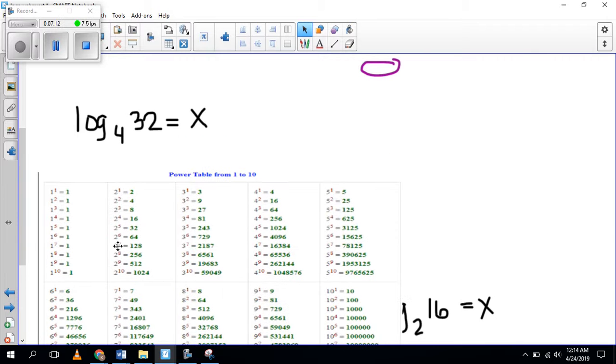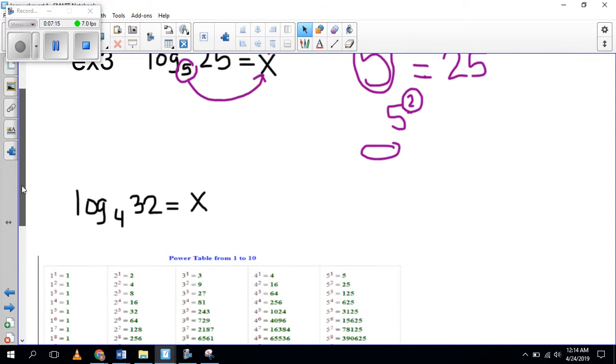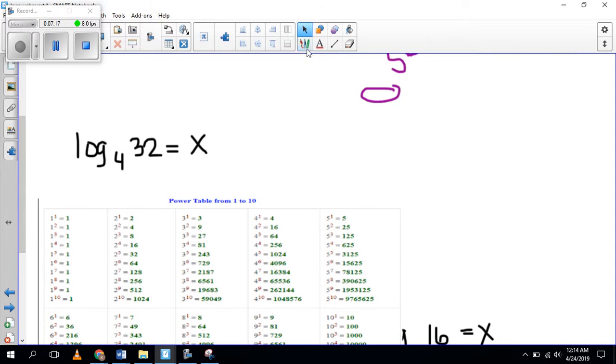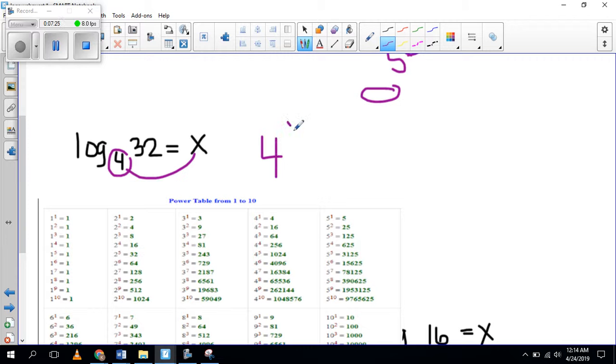Let's see. What's the next one? Okay, so this one we have a base of 4. So 4 is going to go to x. So 4 becomes big to the x equals 32. Okay, so this time we're going to go to the 4s. So here's the 4, and we need it going to equal 32.